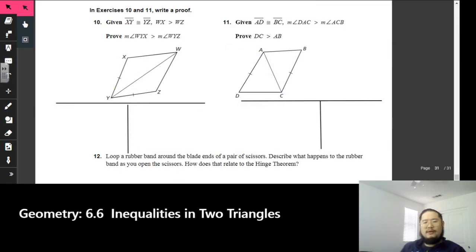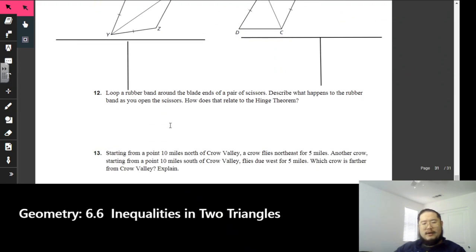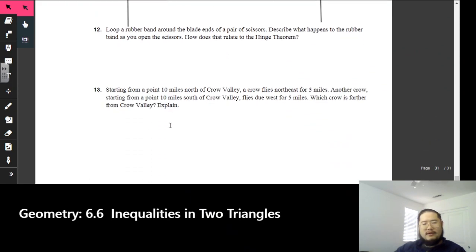All right, so we have our two proofs done right here. And let's take a look at number 12 and 13. It says loop a rubber band around the blade ends of a pair of scissors and describe what happens to the rubber band as you open the scissors. And how does that relate to the hinge theorem?